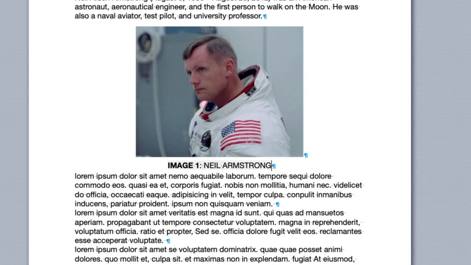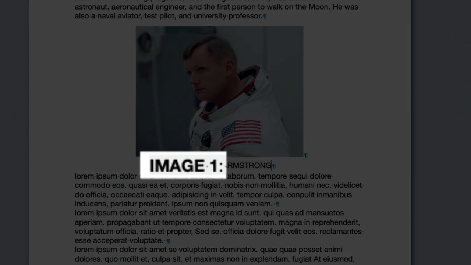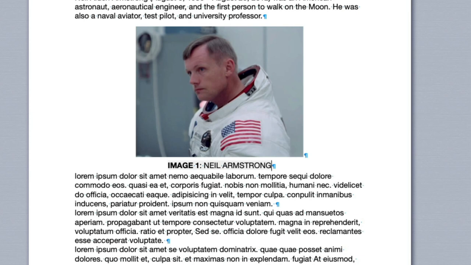Notice that the word image and the number are not part of the title you type. The appearance of the autotitle is a combination of a predefined format, a title you type, and the position of the autotitle in the text. We'll show you how to configure that format in another video.